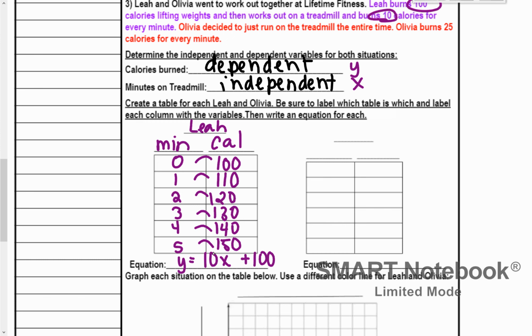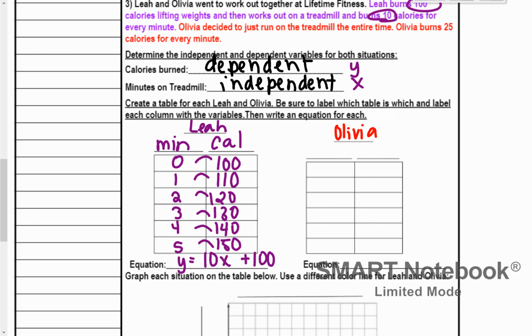Let's walk through that. She burns 10 calories each minute. She spends 2 minutes. So we would do 10 times 2, that's 20, plus that 100 from weightlifting, 120. So you'll see how that equation works out. We were just doing that all in our head when we were building this table. All right, let's do Olivia.